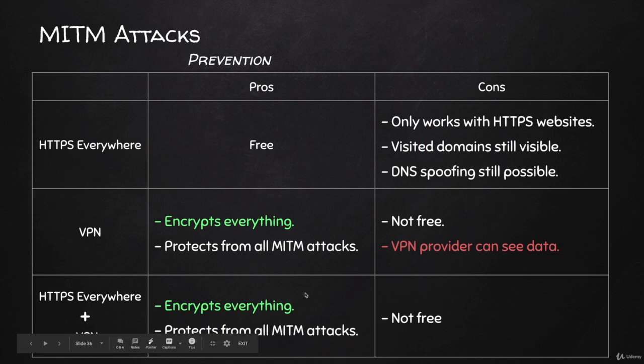And with that, we're getting all of the benefits of using a VPN, so everything gets encrypted, protecting us from all man in the middle attacks, but without the problem of the VPN provider being able to see our data, because our data will be encrypted with 2 layers. Therefore, even the VPN provider will not be able to see what we send or receive because it'll still be encrypted with TLS. So the only downside to using HTTPS Everywhere with a VPN is the fact that you have to pay for the VPN service.